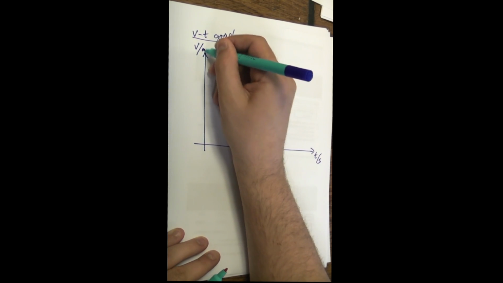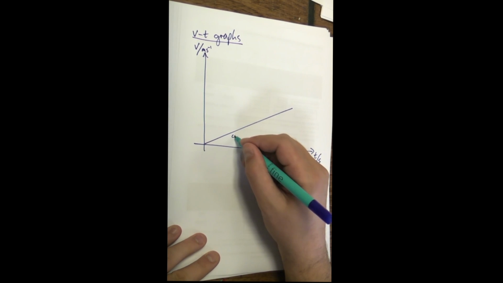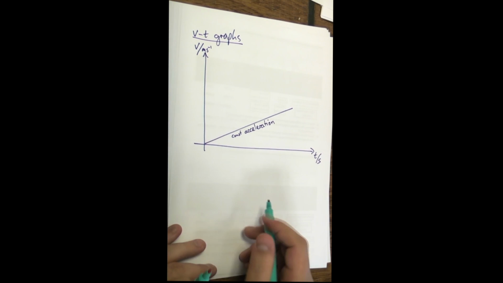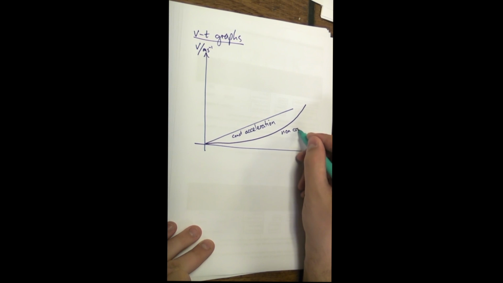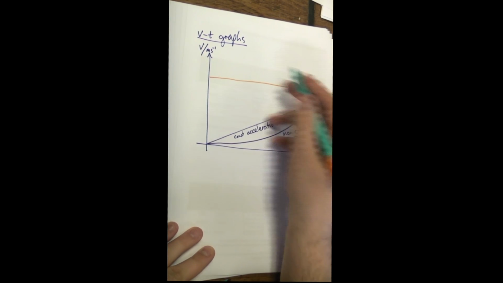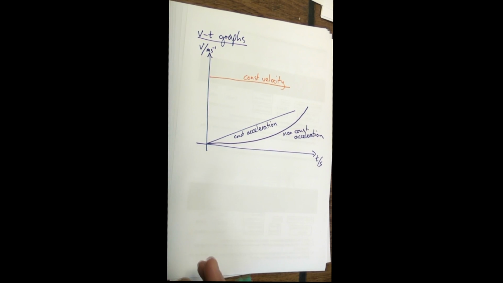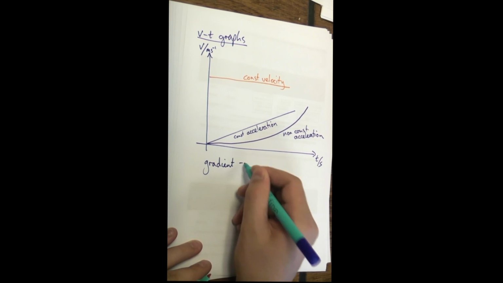Velocity time graphs. Time goes along the x-axis, velocity goes up the y-axis, and again a straight diagonal line tells us the velocity is increasing at a steady rate, so it's constant acceleration. If it was curved like that, it's accelerating, but it's non-constant acceleration because the gradient is getting steeper. A flat, horizontal line tells us it's constant velocity.